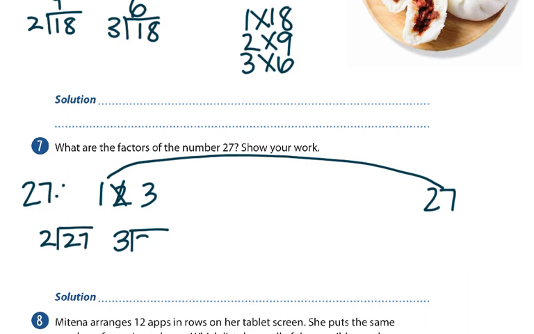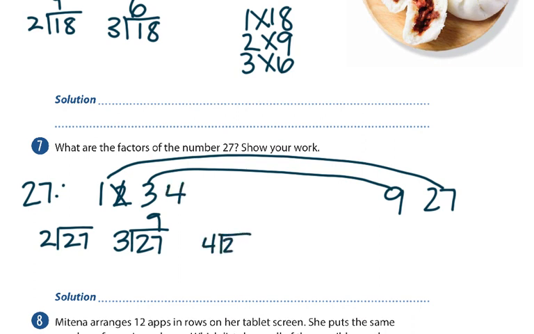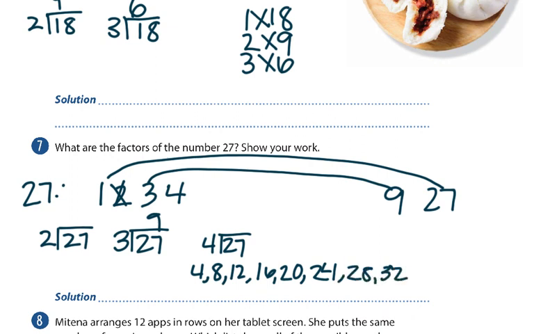What about 3? How many times will 3 go into 27? 9. So I put a 9 over here, rainbow them together, and I go to the next number. Numbers between 4 and 9. So let's do 4. How many times will 4 go into 27? Let's do multiples of 4 and see how it goes. 4, 8, 12, 16, 20, 24, 28, 32. It doesn't. There's no 27. So 4 is out.